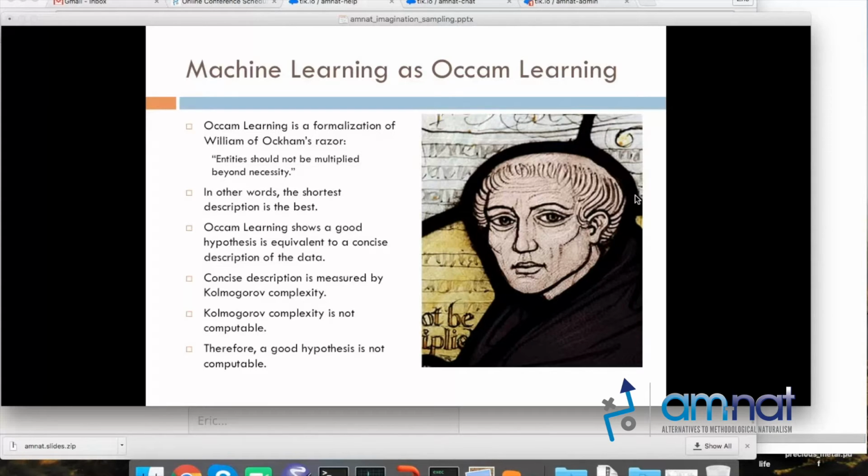Now, what do we mean by a concise description of data? Well, this is also formally defined in computer science by something called Kolmogorov complexity. Kolmogorov complexity essentially is the shortest program that can represent the piece of data that you're interested in. But there's a big caveat with Kolmogorov complexity, and it is that Kolmogorov complexity is not computable. You can't algorithmically figure out the Kolmogorov complexity of your data.